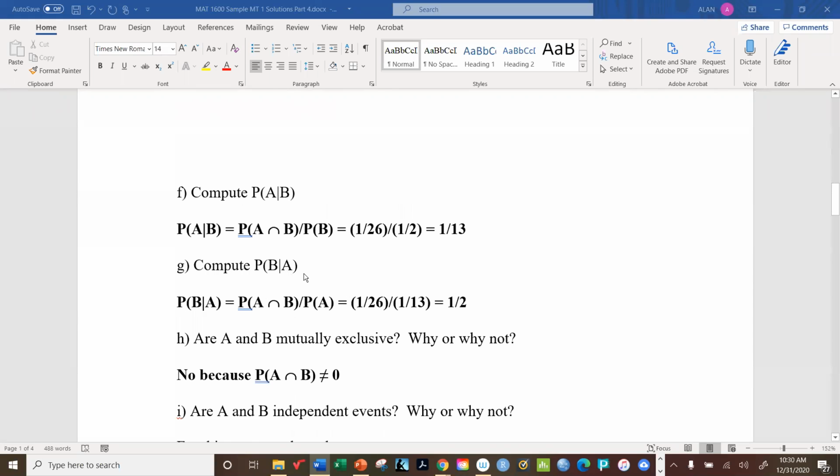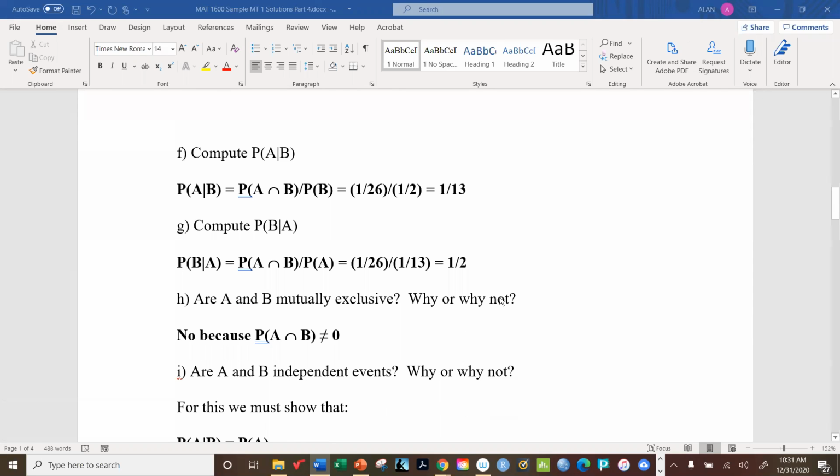Similarly for B given A, the numerator is the same. It's the probability of both A and B being true. In the denominator, we have the probability of A. So now we've got the ratio of 1/26 over 1/13, and that's equal to 1/2. When you think about it logically, we don't really need to think about it that way. All we need to do is use the rules.